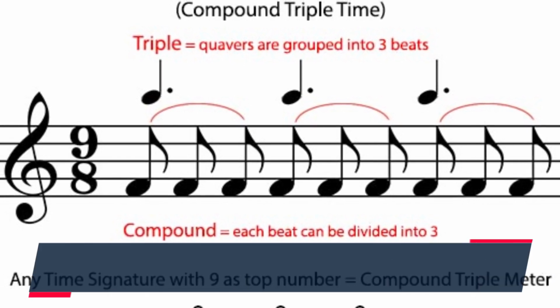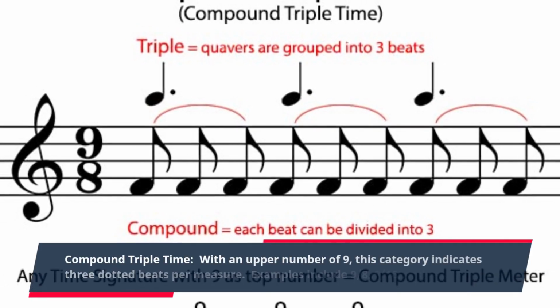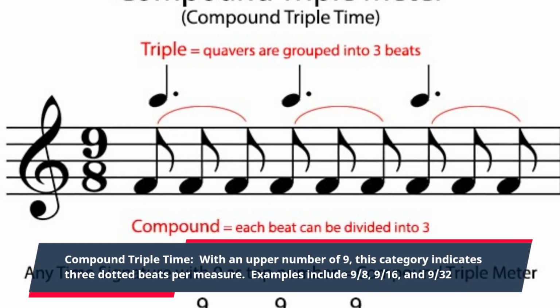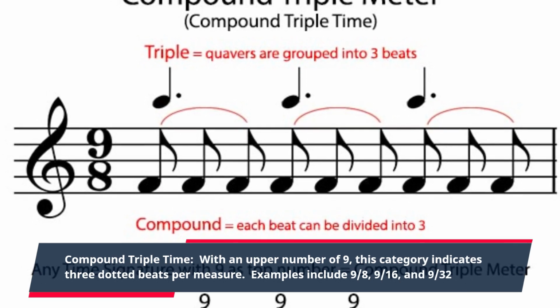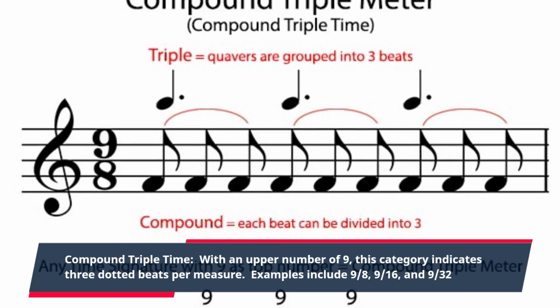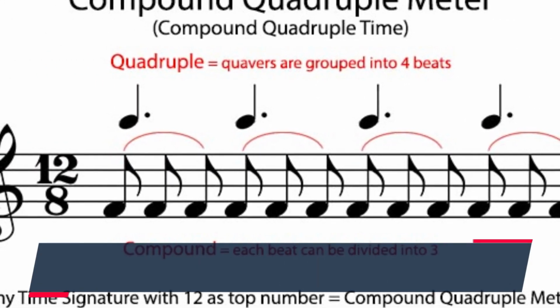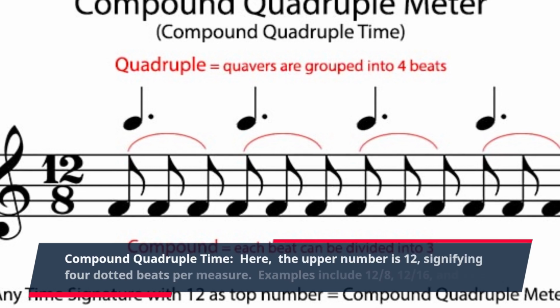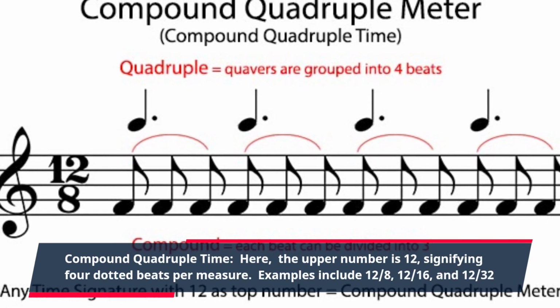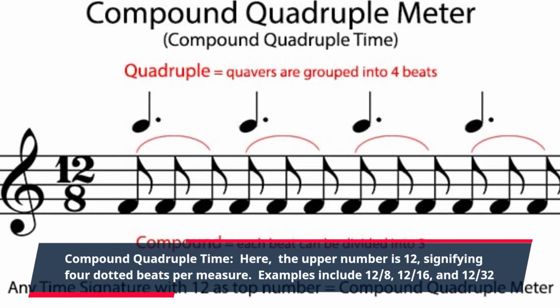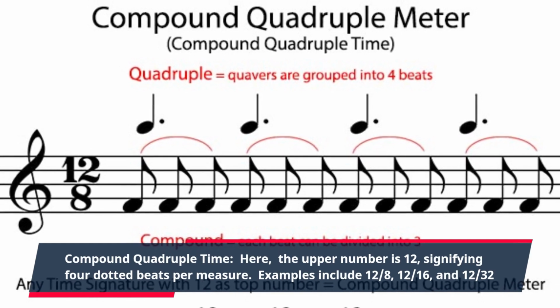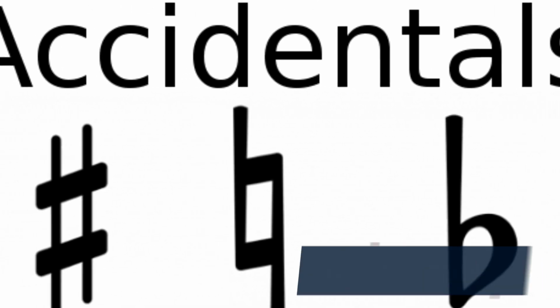Compound triple time. With an upper number of 9, this category indicates 3 dotted beats per measure. Examples include 9/8, 9/16, and 9/32. Compound quadruple time. Here, the upper number is 12, signifying 4 dotted beats per measure. Examples include 12/8, 12/16, and 12/32.